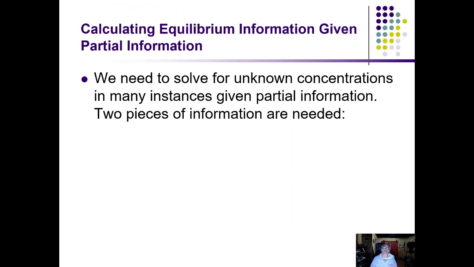So let's explore calculating equilibrium information given partial information in the problem. That is, partial concentrations, maybe an equilibrium constant, perhaps not. And in this case, what we need to solve for are unknown concentrations in many instances, given partial information about those concentrations. Sometimes what we're going to calculate is the equilibrium constant itself. So two pieces of information are needed.